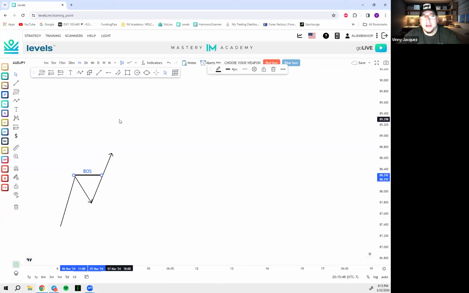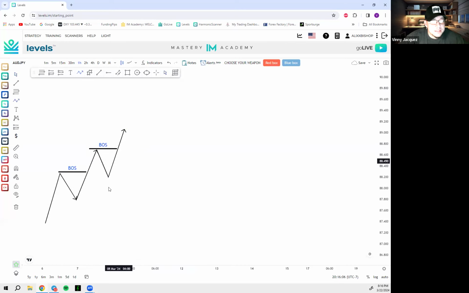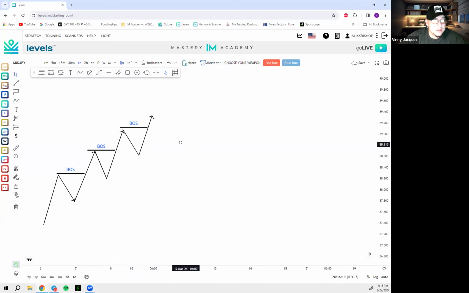BOS, change of character, find your entry zone. Okay, so again, as market is continuing trend, we need to see market break and close above, right? Once we break and close above, we get a new higher high, which gives us a new BOS, right? Market is continuing in that uptrend. Let's continue. Market gives me a higher high, higher low, BOS. Boom. Market is continuing trend.